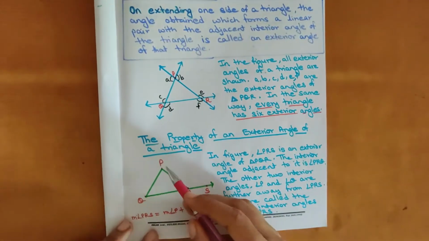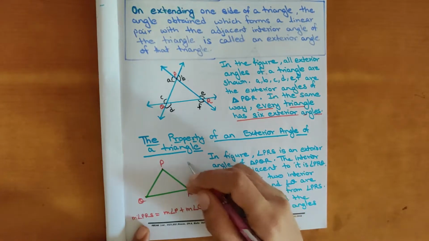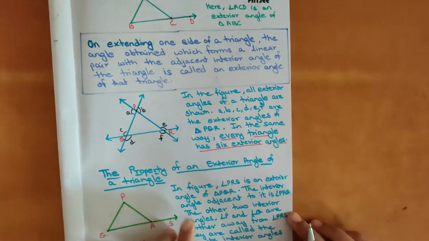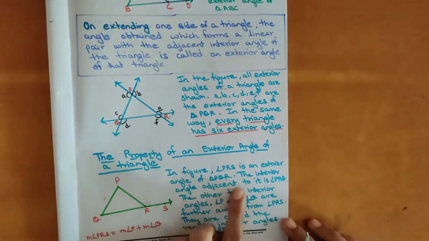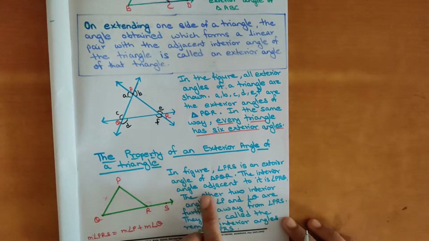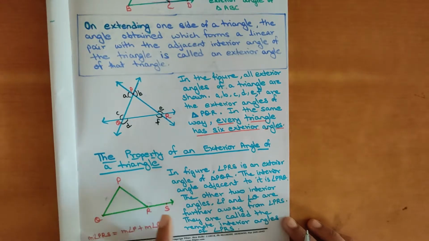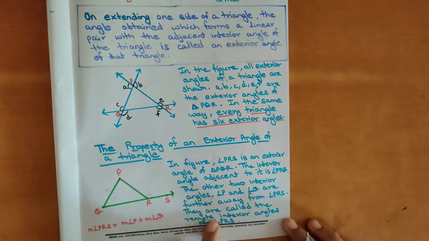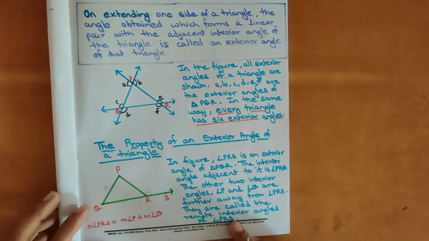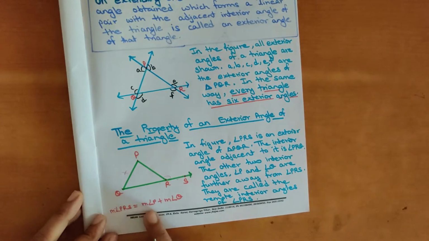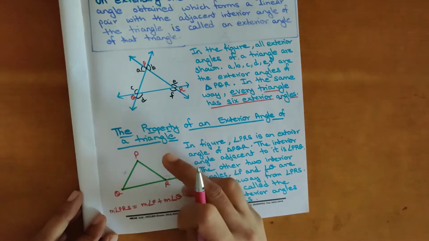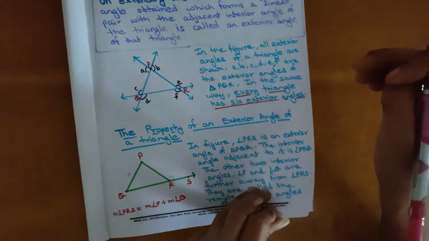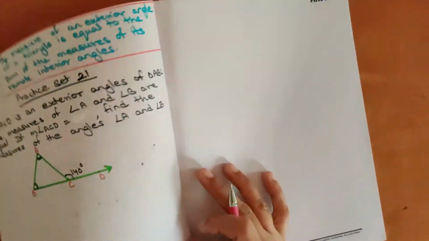This is very important: angle PRS is always equal to the sum of angle Q and angle P. So in the figure, angle PRS is an exterior angle of triangle PQR, and the interior angle adjacent to it is angle PRQ. The other two interior angles, angle P and angle Q, are further away from angle PRS. They are called the remote interior angles of angle PRS. The measure of angle PRS is equal to the measure of angle P plus angle Q. When we add both angles, we get the exterior angle. So let us solve the exercise.